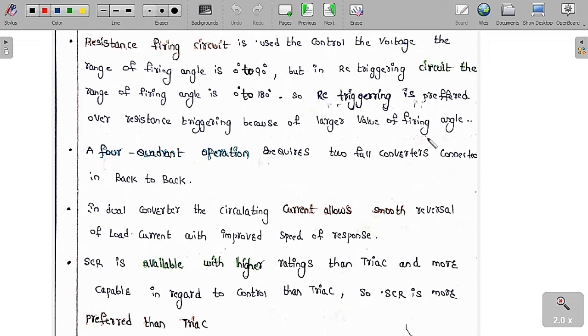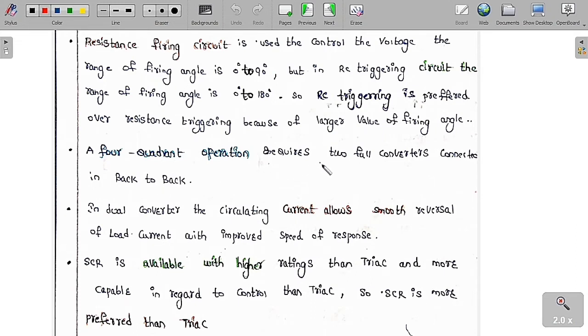There are two methods for triggering the thyristors, for getting the value of alpha. The two methods are very simple: the resistance triggering and the RC triggering. With the help of resistance triggering, we can get the alpha only from 0 degree to 90 degree, whereas with the help of RC, we can get from 0 degree to 180 degree. So RC is preferred over resistance because of the larger value of the firing angle.